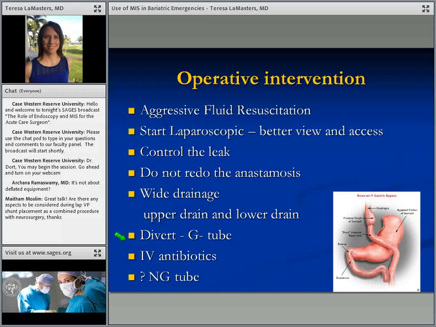So there is an operative intervention and a non-operative intervention for leaks after a gastric bypass. A basic principle is that when these patients have a leak, they really need aggressive fluid resuscitation. You can start that before you really start anything else.